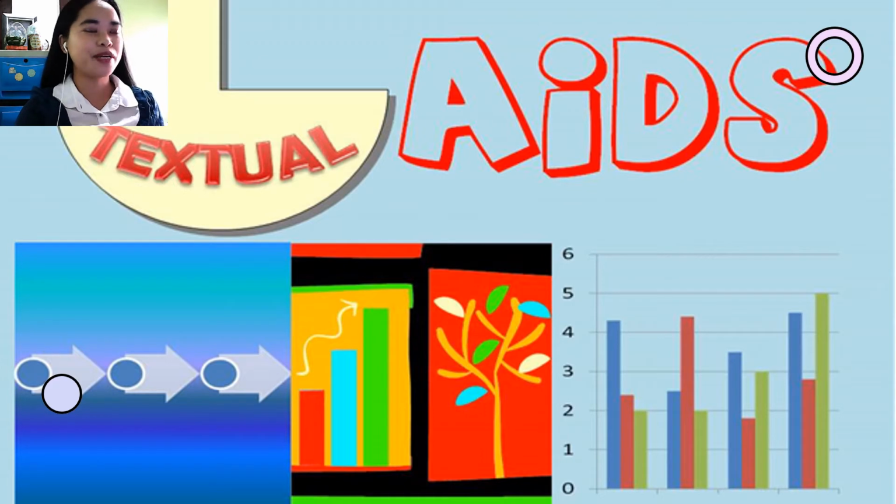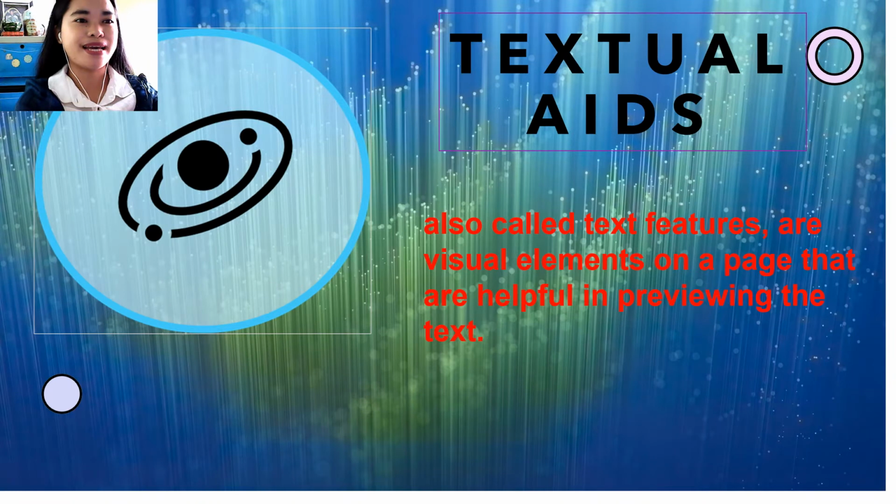So this time we're going to move to our next lesson, which is on textual aids. When we say textual aids, these are visual elements in a page that are helpful in previewing the text. Sometimes when we are reading, it's a little bit difficult to understand some text, especially if there are only words and paragraphs. The work of textual aids is to give us a better understanding of a certain text by giving us some visual elements. There are many kinds of visual textual aids, but we will be focusing on the 9 which we are going to discuss in this module.